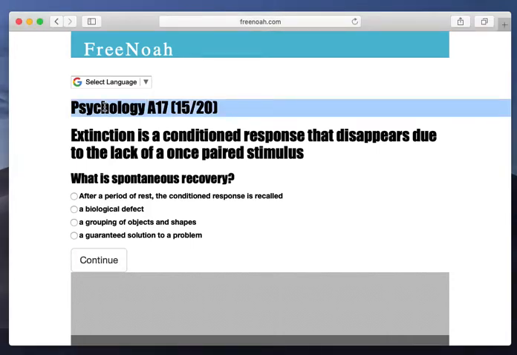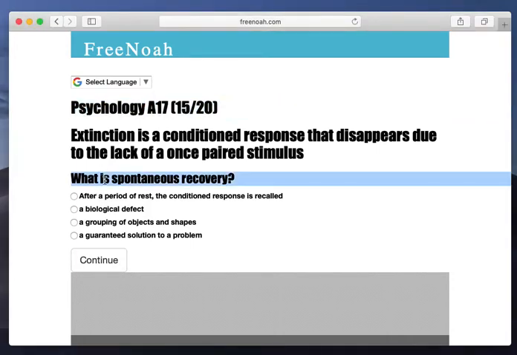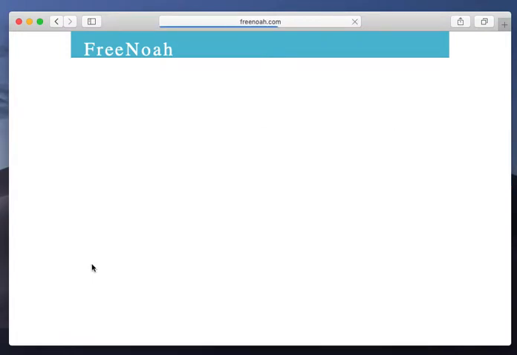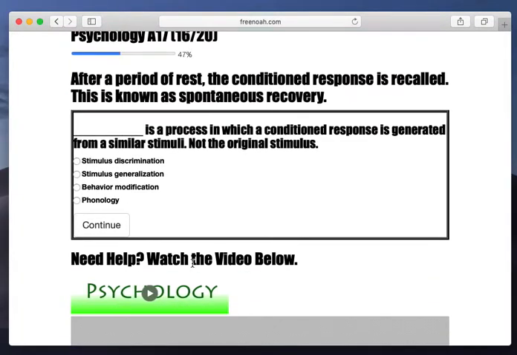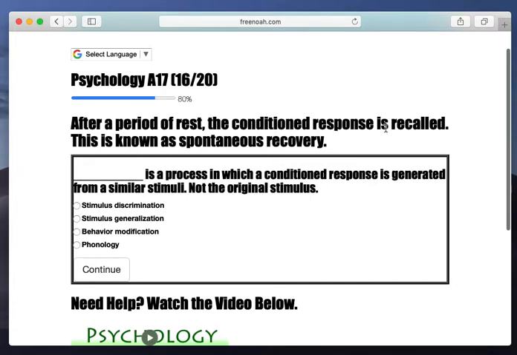Psychology Assessment 17, Question 15. What is spontaneous recovery? After a period of rest, the conditioned response is recalled. This is known as spontaneous recovery.